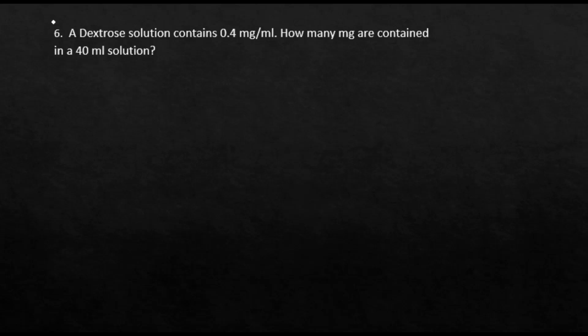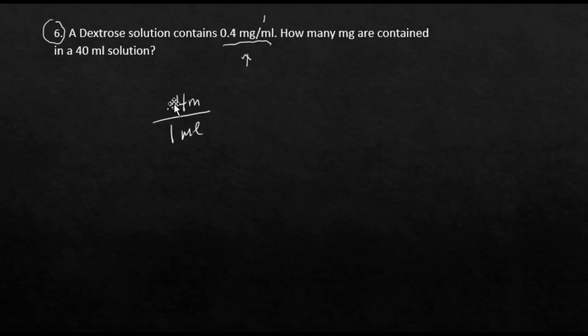So this is problem 6 in your homework. And it says a dextrose solution contains 0.4 milligrams per milliliter. There's a conversion. Now, what a lot of students do is they don't understand that this is 0.4 milligrams per 1 milliliter. Somehow they lose the 1 there. There's a ratio, and it's got to have a number with it, right?